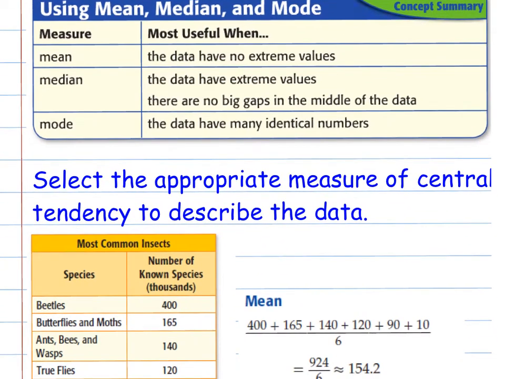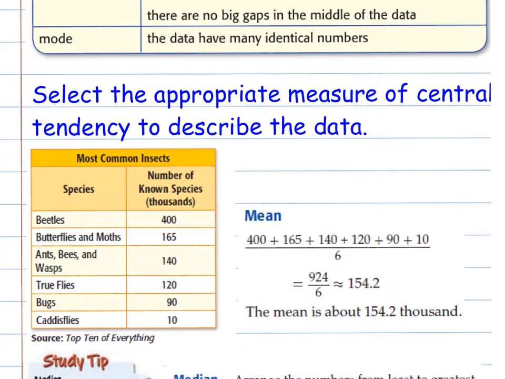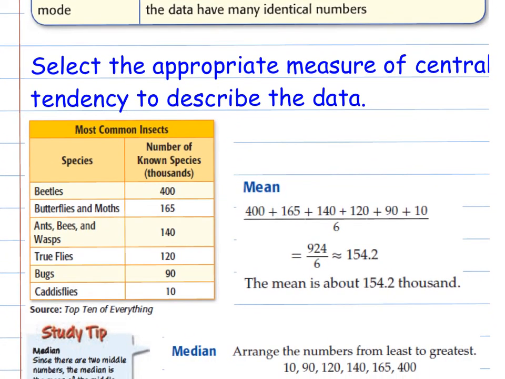So here's where we have to select the measure that is most appropriate. So what you do is you kind of find each of them. So if we have this data here on the left of most common insects, we see that these are in the thousands. We have 400 beetles, 165 butterflies and moths, 140 ants, bees, and wasps, 120 true flies, 90 bugs, and 10 caddisflies? I don't know.